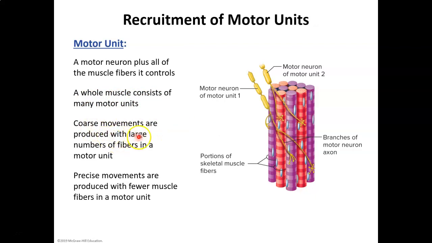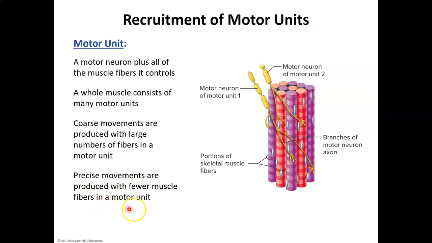Coarse movements are produced with large numbers of fibers in a motor unit. That means that one nerve will control tens of thousands of muscle fibers, like your quadricep muscle in the upper part of your thigh. One motor unit will consist of tens of thousands of muscle fibers.